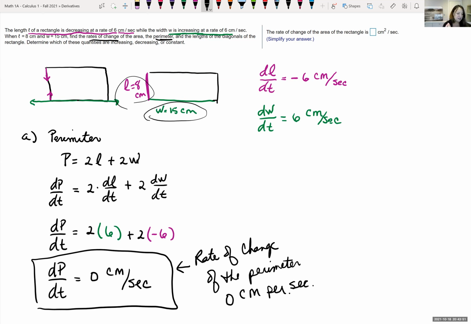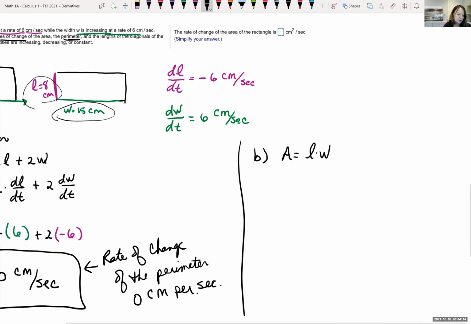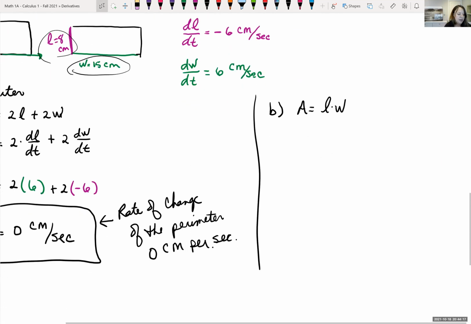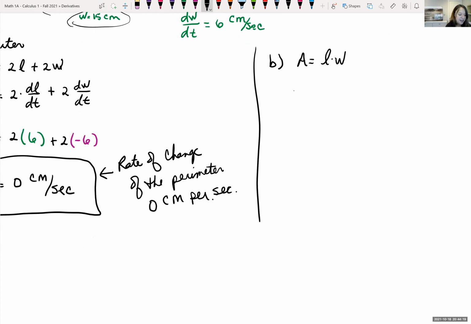So now if we want to look at the rate of change of the area, our area of a rectangle we know is length times width. We have to be careful here when we're taking the derivative of both sides because we have a product. So we need to use our product rule. I'm going to move over just so we have a little more room. And so the derivative of A is 1, but it was with respect to time.